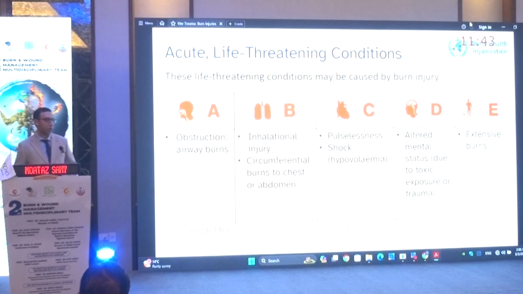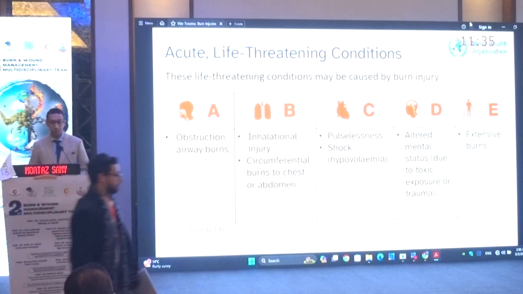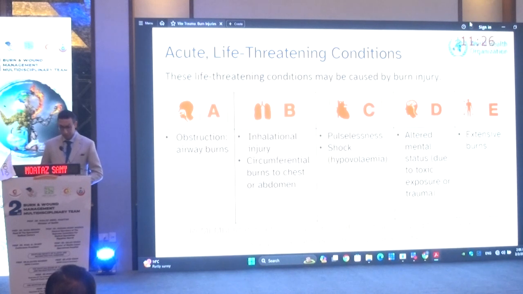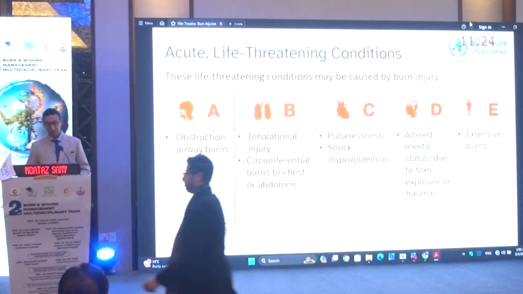Acute life-threatening conditions. Regarding A, obstruction of the airway. Regarding B, inhalation injury or circumferential burn injury to the chest or abdomen. Regarding C, pulselessness, cardiac arrest, or shock. Regarding D, disability or disturbed conscious level. Regarding E, extensive burns.